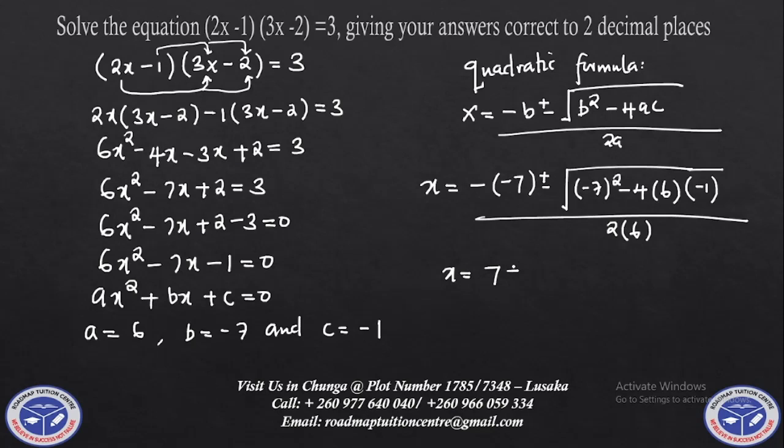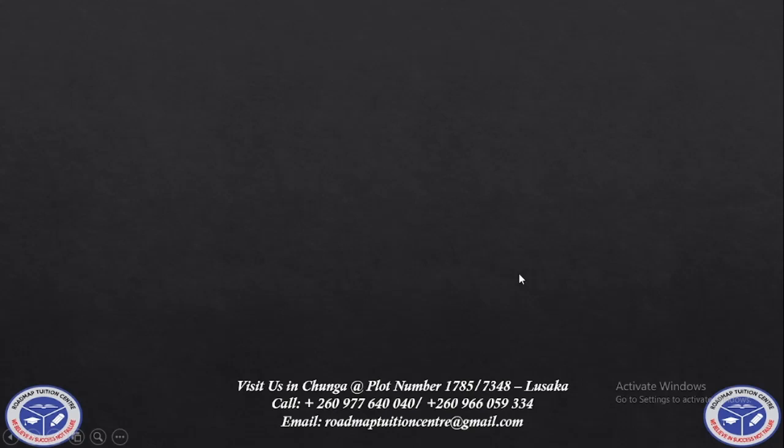Then negative 7 squared will give us 49. Then negative 4 multiplied by 6 is negative 24, multiplied by negative 1 gives positive 24, divided by 12. So x is equal to 7 plus or minus, and when you add 49 plus 24, it gives us 73, divided by 12.